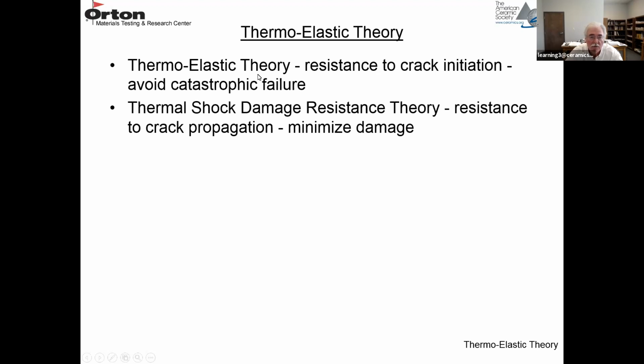So the first approach is not what you would use for a typical refractory material. It is something you would use for an advanced ceramic. If you're putting a silicon carbide turbine blade in an engine, you don't want any type of damage. You want to completely avoid a catastrophic failure. And the second approach is typical for refractories.